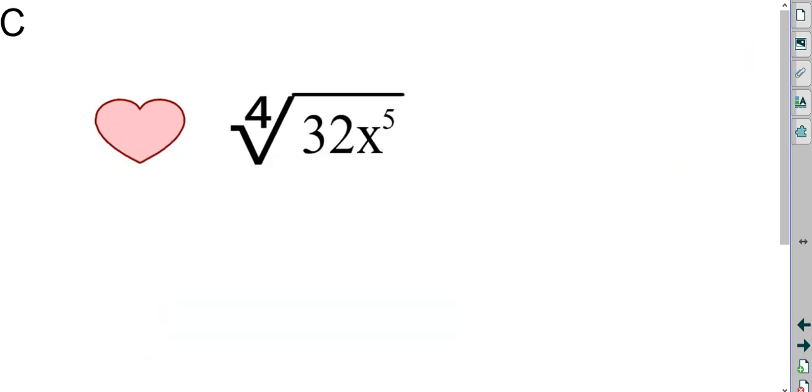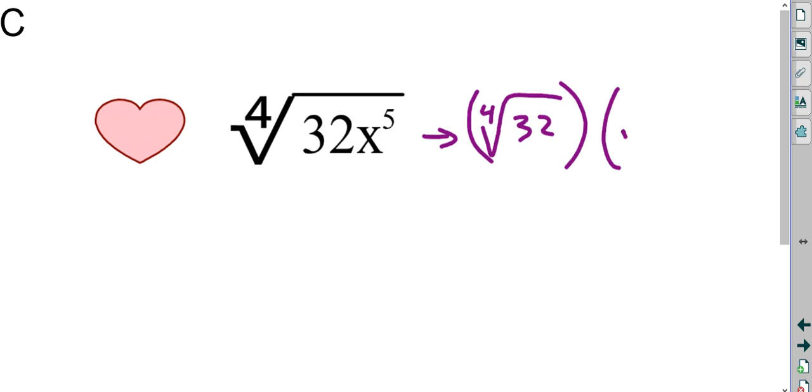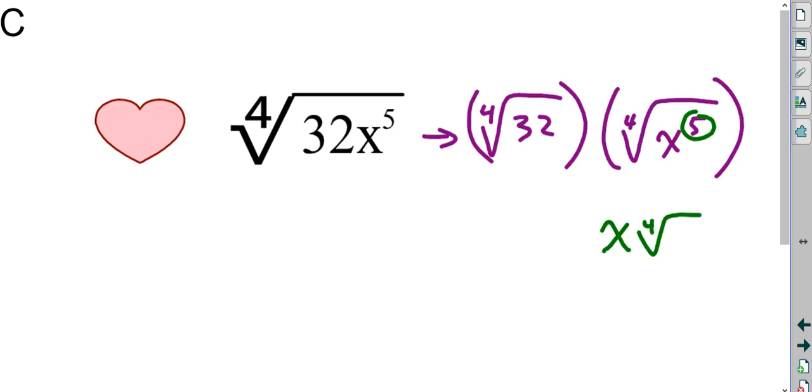Okay, so this one is another, hey, how many groups of 4 do we have? We're going to have to be really careful because really this is like 2 separate problems. It's the same thing. We could write it as the 4th root of 32 times the 4th root of x to the 5th. All right, let's do the easier one first. This 4th root of x to the 5th, it's saying how many groups of 4 do we have in 5? We have 1, right? And how many left over? 1. So we're going to have this. This is going to be the answer for that part.